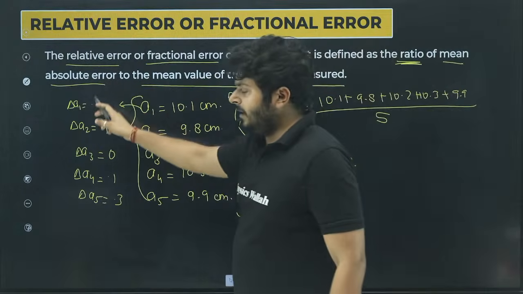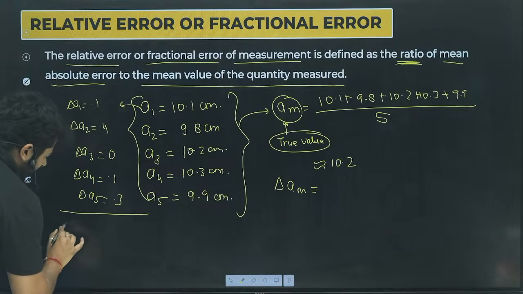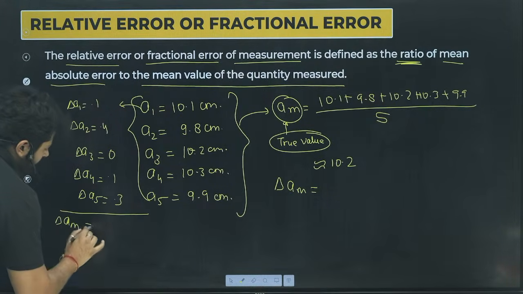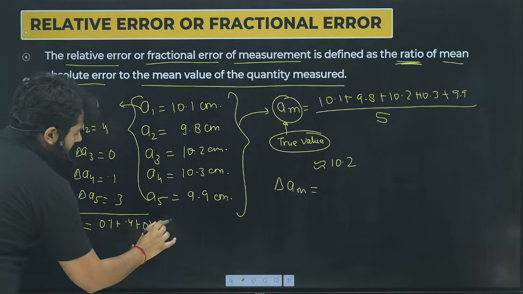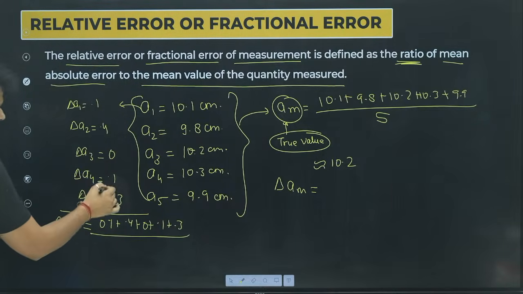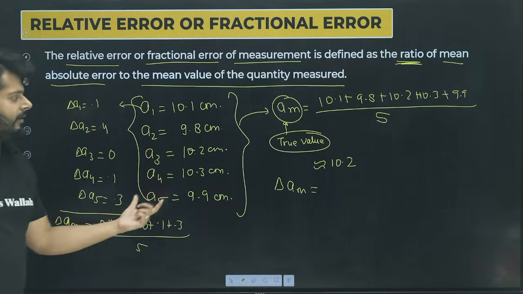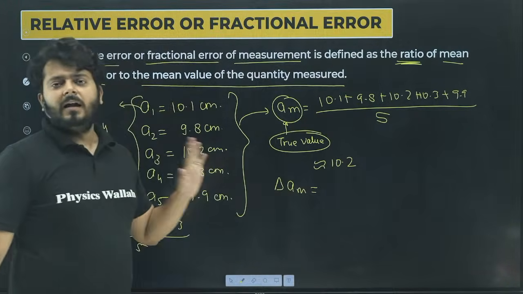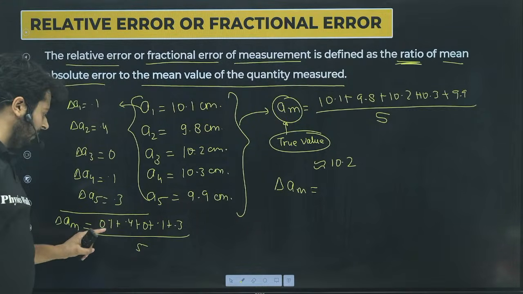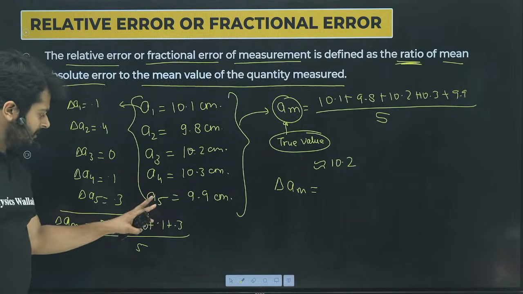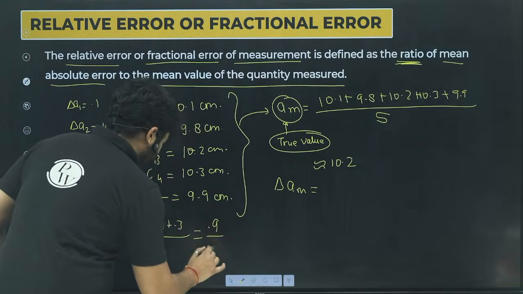So you see that absolute errors you have calculated, mean absolute error will be, just add them all up, right? 0.1 plus 0.4 plus 0 plus 0.1 plus 0.3 divided by 1, 2, 3, 4, 5 samples, right? So this is the mean absolute error. You take the mean absolute error and the mean value, just divide them and you have the ratio, right? Let's say 0.1 and 0.4, 0.5, 0.5 and 0.1 again 0.6, 0.6 and 0.3 is 0.9, divided by 5, okay?